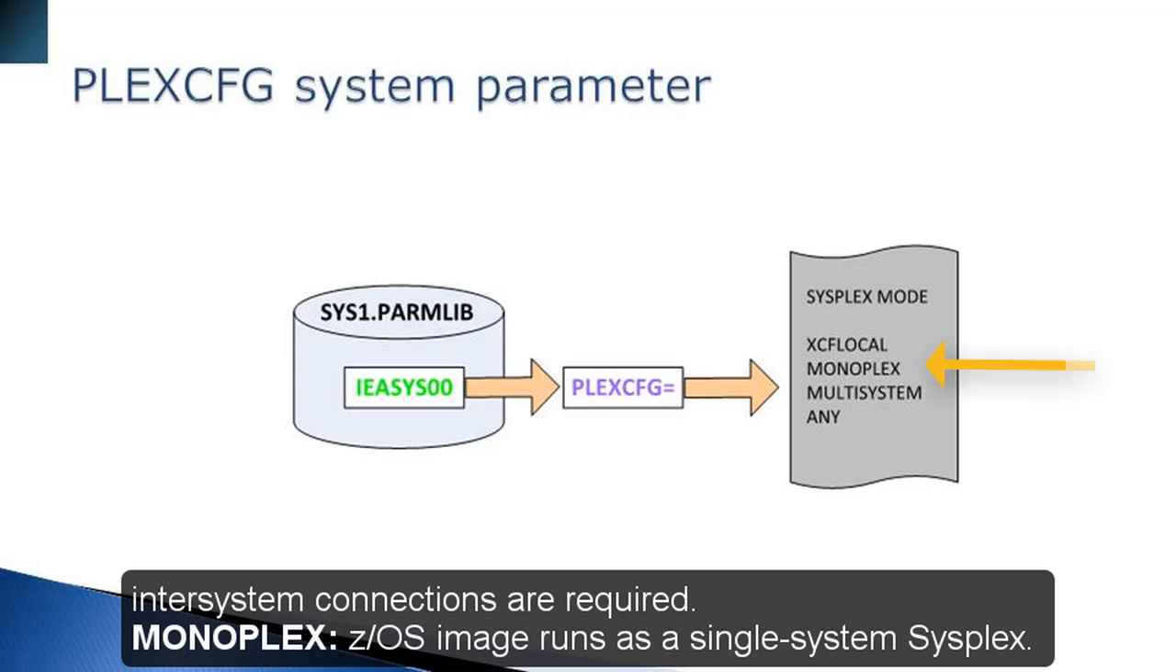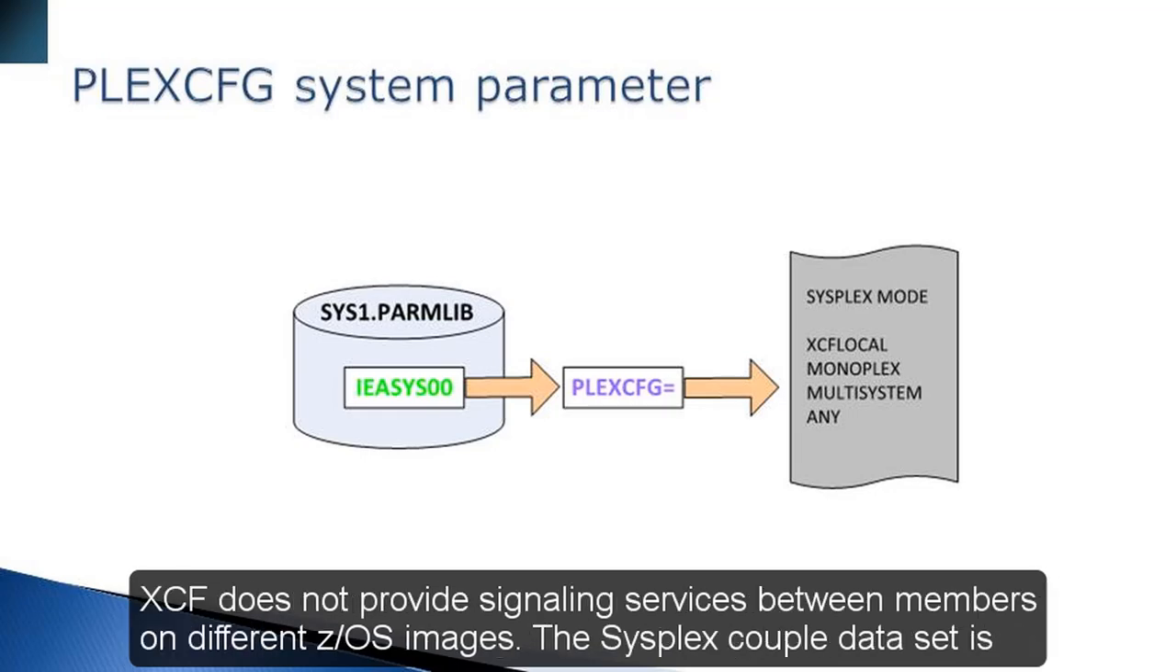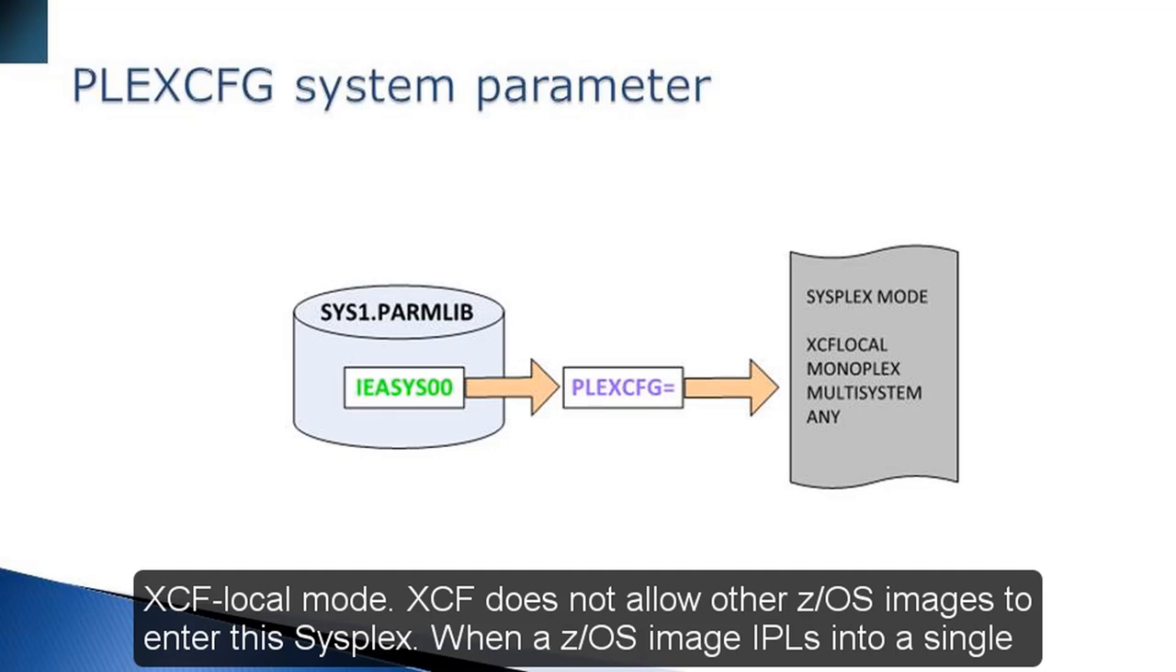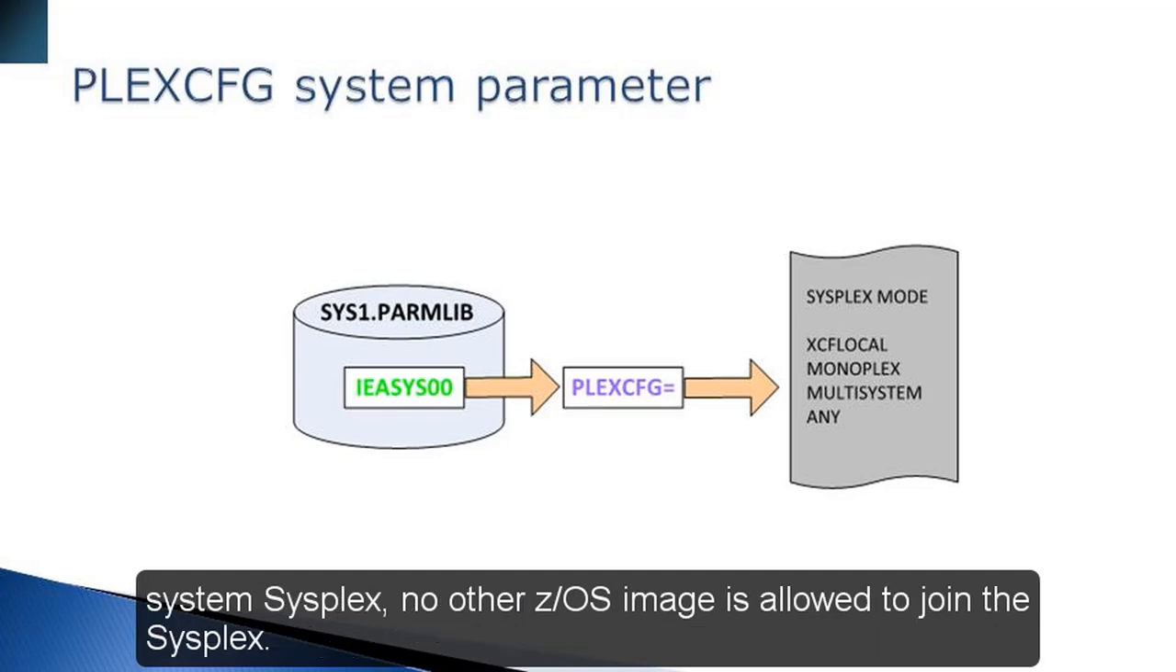MONOPLEX: the z/OS image runs as a single system Sysplex. XCF does not provide signaling services between members on different z/OS images. The Sysplex couple dataset is required. Multisystem applications on the z/OS image may use some additional XCF services that are not allowed in XCF local mode. XCF does not allow other z/OS images to enter the Sysplex. When a z/OS image IPLs into a single system Sysplex, no other z/OS image is allowed to join the Sysplex.